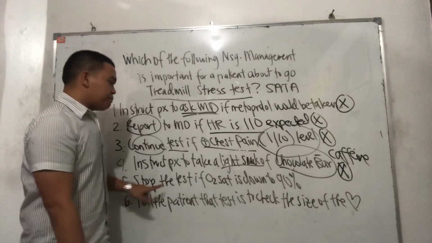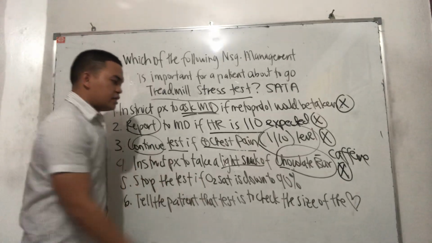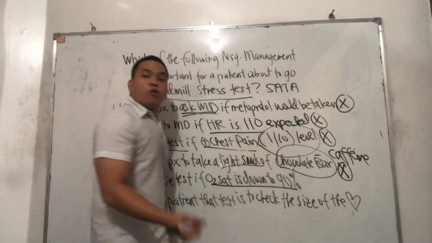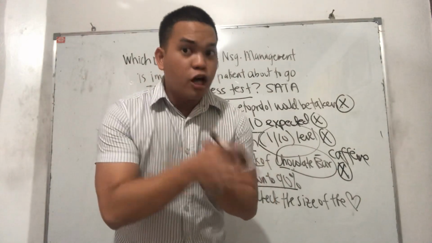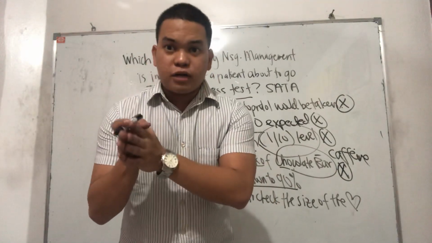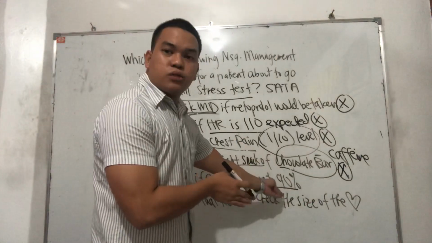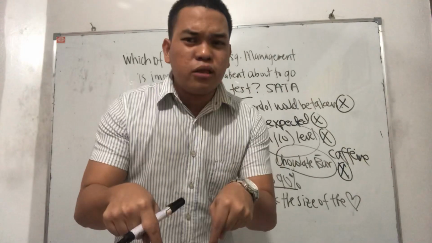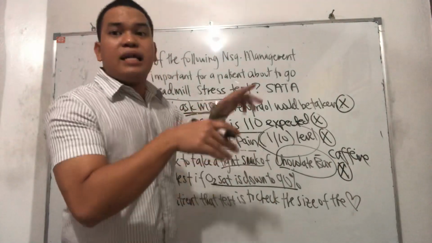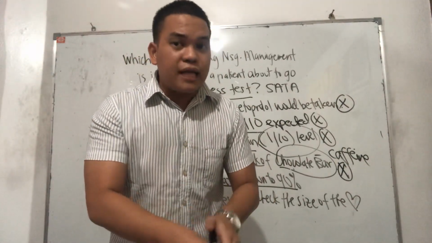Next, stop the test if the SpO2 is down to 90%. We know what's the normal SpO2. The normal SpO2, guys, is 95 to 100%. Therefore, guys, the SpO2 is down to 90%, which means it's below the normal levels. But we know, guys, that activity can affect your SpO2.